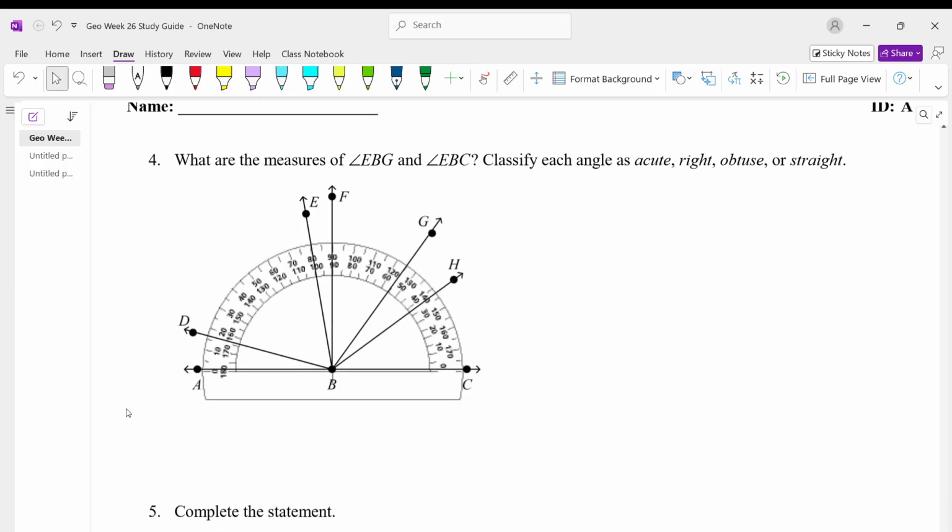All right, problem number 4. What are the measures of angle EBG? So you're going to have a paper pencil quiz tomorrow. If you have color highlighters, it would be very beneficial. So if we're looking at an angle EBG, we're starting at E up here. We're going down to B, and then we're going back up to G. So you see this red angle? You would want to highlight that.